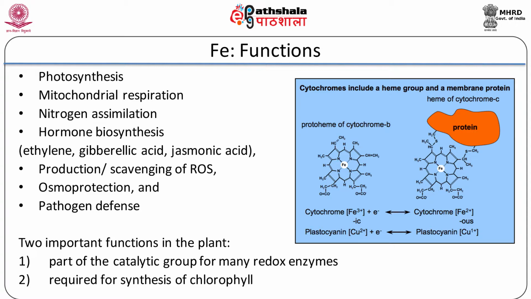First, it is a part of the catalytic group for many redox enzymes, and second, it is required for the synthesis of chlorophyll. Up to 80% of iron is found in the chloroplast. Although a direct role in chlorophyll synthesis is not attributed to it, it is related to synthesis of electron transport proteins. Redox enzymes such as the heme-containing cytochromes and non-heme iron-sulphur proteins are involved in photosynthesis.